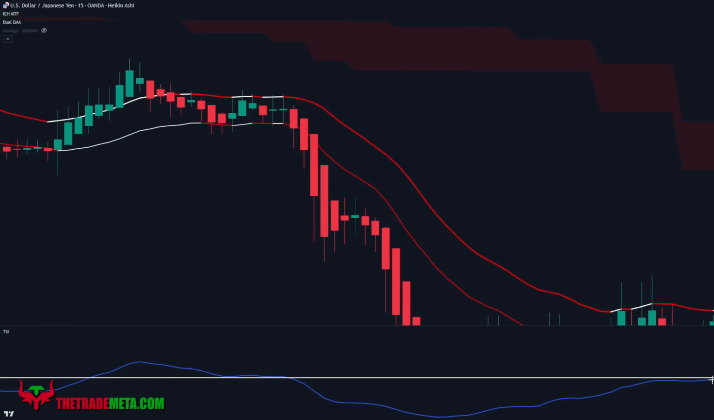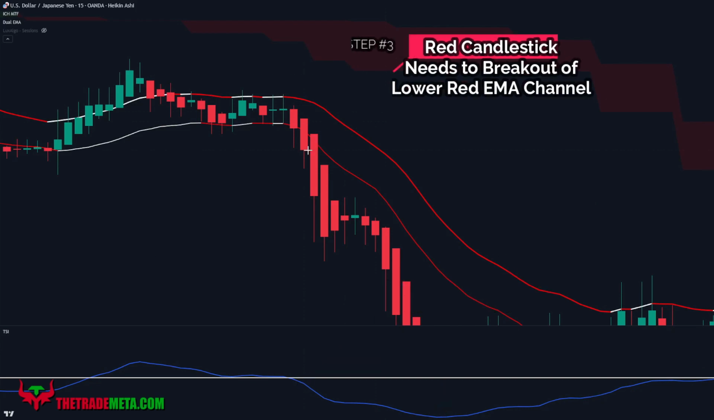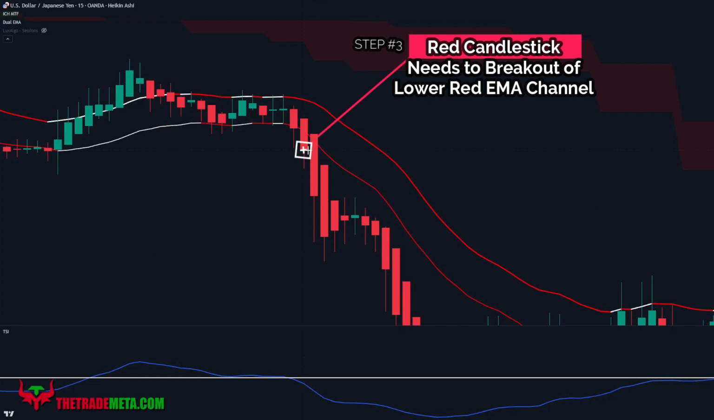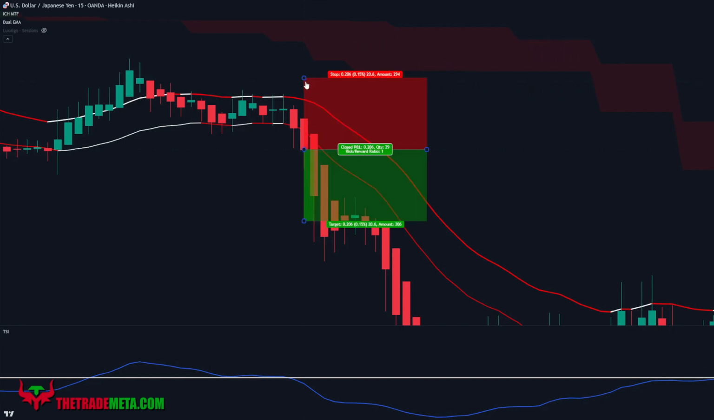Sell setups. For sell setups, we first need price to be below the cloud. Second, we want the true strength index to be below the 0 line. Then finally, we need a red candlestick to break out of the bottom of the red EMA channels with very little to no top Heikin Ashi wick. We want our take profit to be at least 1.25 times our risk.